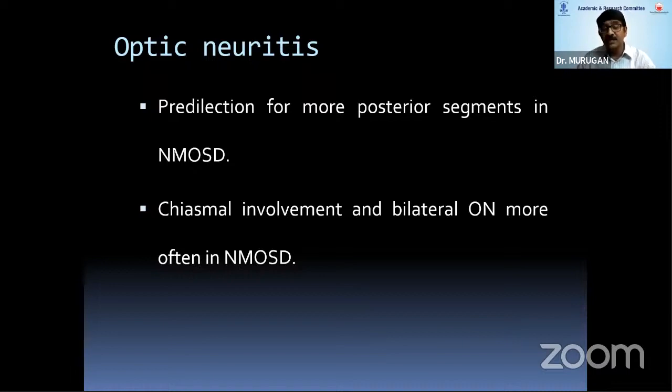And also we have other associated features, especially the distribution of plaques will be in the region of aquaporin, for example, periaqueductal, brainstem, and the floor of fourth ventricle. And of course, extensive cord involvement is more towards neuromyelitis optica spectrum disorder.